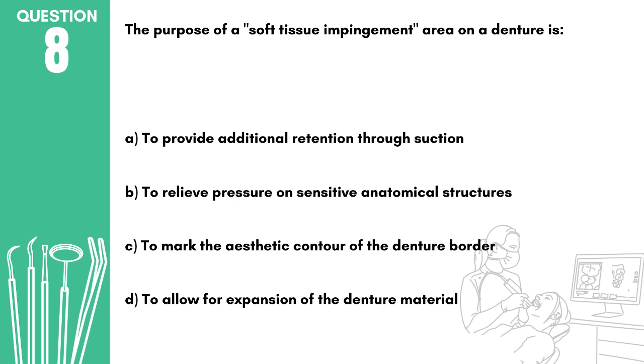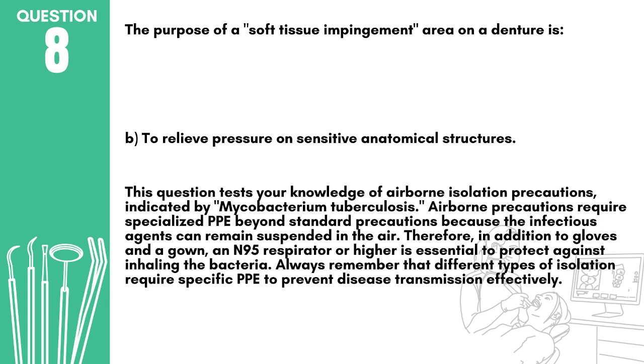B. To relieve pressure on sensitive anatomical structures. C. To mark the aesthetic contour of the denture border. D. To allow for expansion of the denture material. Answer: B. To relieve pressure on sensitive anatomical structures. This question tests your detailed understanding of denture design and clinical considerations. The keyword soft tissue impingement is a specific term referring to areas where the denture exerts excessive pressure. Therefore, the purpose often refers to creating relief in such areas.